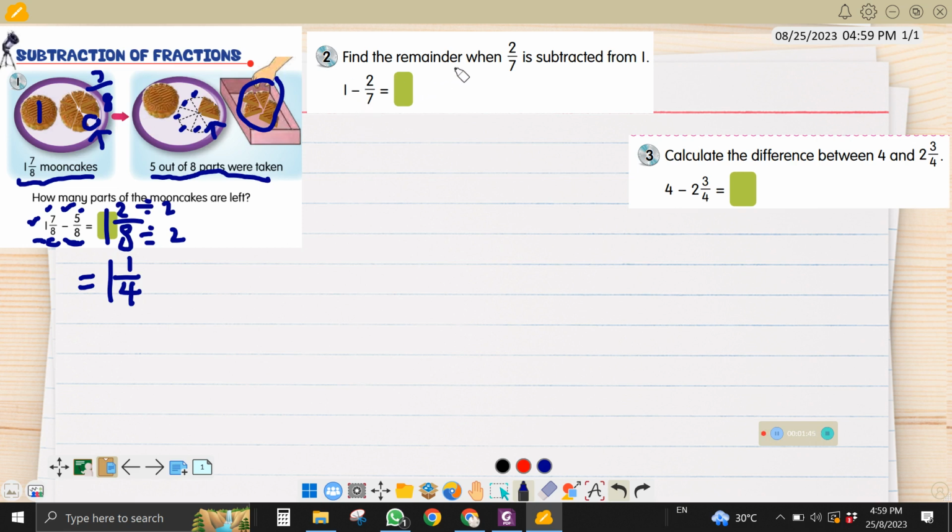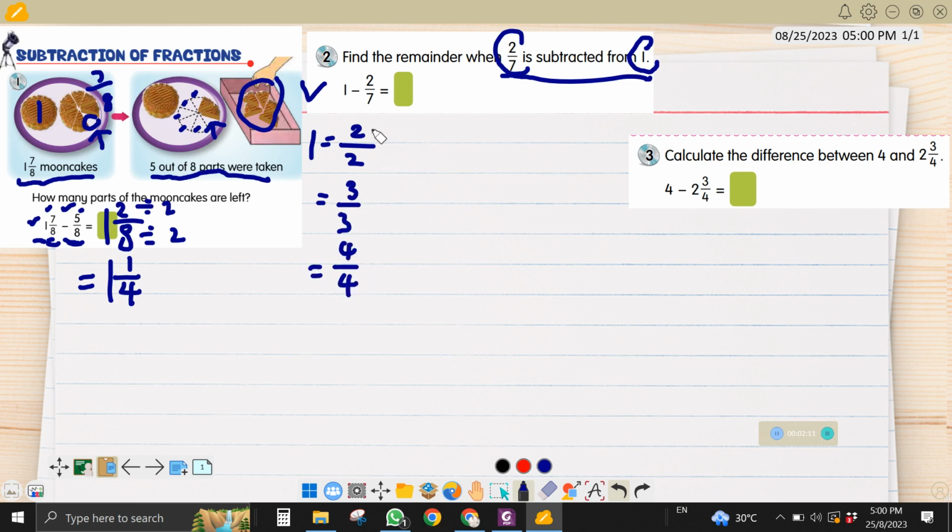Okay, example 2. Find the remainder when 2/7 is subtracted from 1. Subtracted from 1, that means 1 minus 2/7. You can see here the sentence. So what you do is you need to change 1 to the same denominator as 7. Now bear in mind that 1 equals 2/2, 3/3, 4/4, because 2/2 is 1, 3/3 is 1, 4/4 is 1. Remember the line means divide. So 4 divided by 4 is 1. So 1 also equals 7/7.